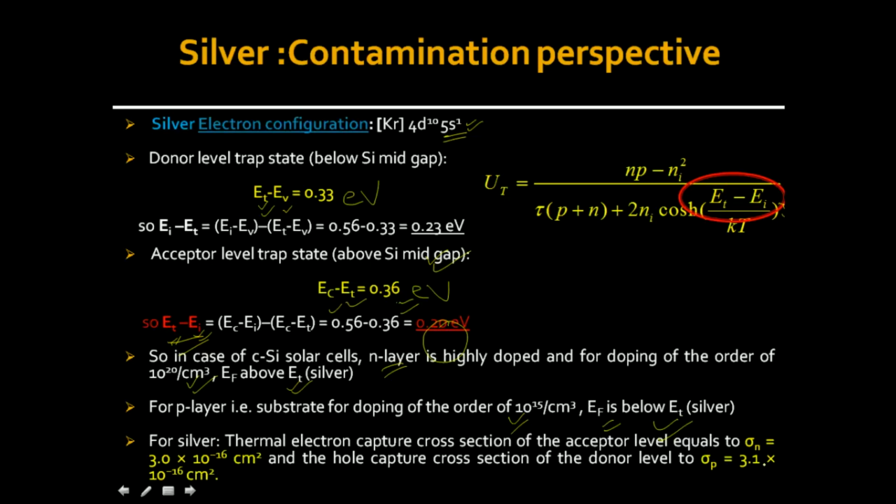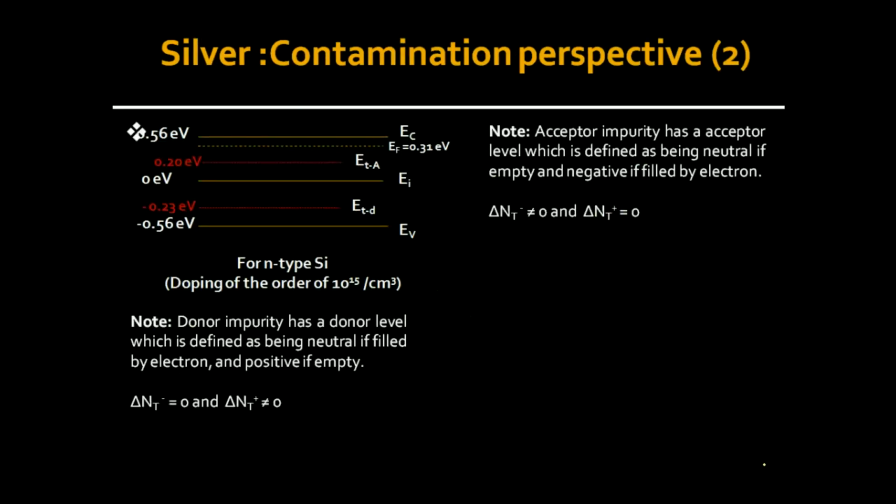Again, one more important parameter required for calculating, as we will see in a moment, is the thermal electron capture cross section and hole capture cross section. These values you can find in any standard literature. The electron capture cross section is 3 into 10 to the power minus 16 centimeter square, and the hole capture cross section is 3.1, which means approximately the same for silver. So this is what we are talking about.